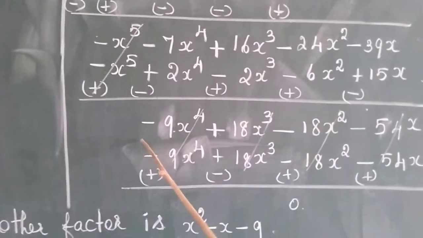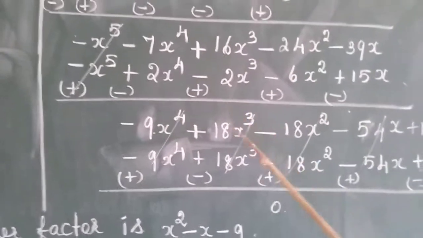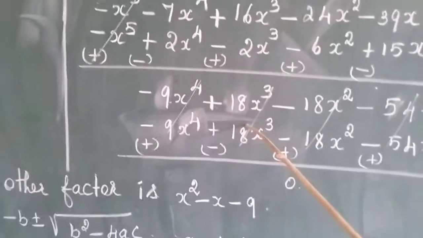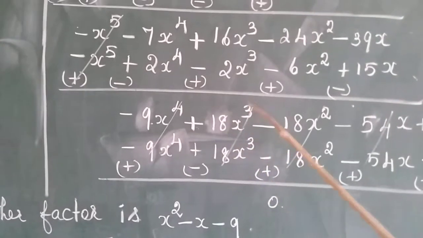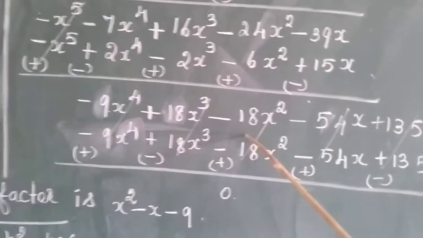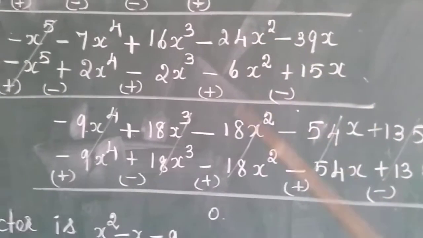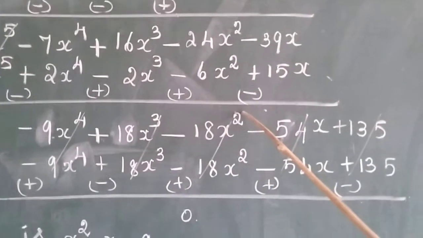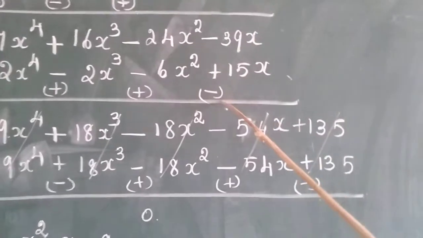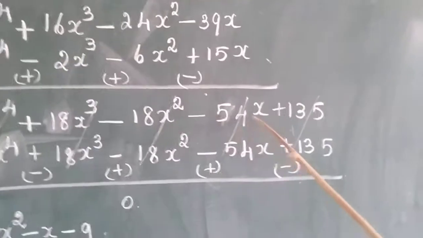so it becomes minus 9x power 4. Here also having the same sign, add and put this sign to become plus 18x cube. Here they are having different signs, so put the larger number's sign. Here the larger number has a minus sign. If we subtract them, we are getting 18x square. Here both are having the same sign, so we are adding and putting this sign, so minus 54x.